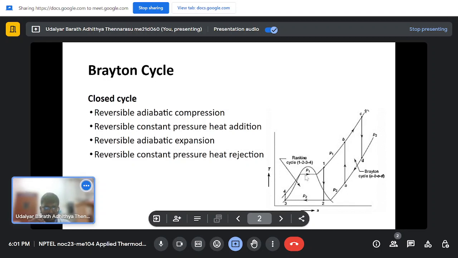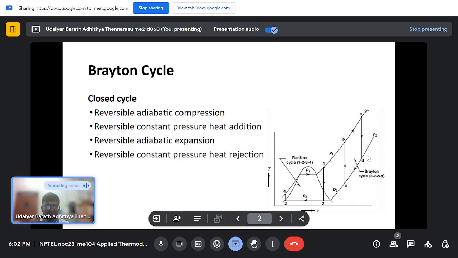So there are four processes which are reversible adiabatic compression, reversible constant pressure heat addition, reversible adiabatic expansion, and reversible constant pressure heat rejection. So these are the four processes. These are the processes for the Brayton cycle, and it's similar to the processes in the Rankine cycle as well. So the processes in the Brayton cycle and Rankine cycle are the same.